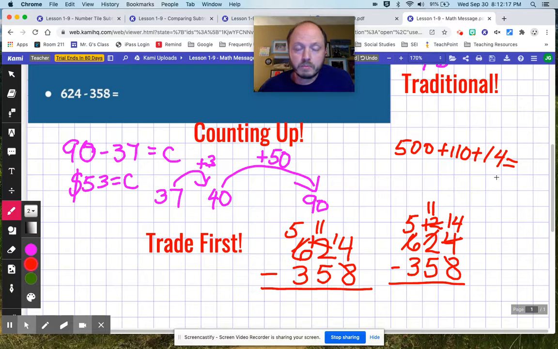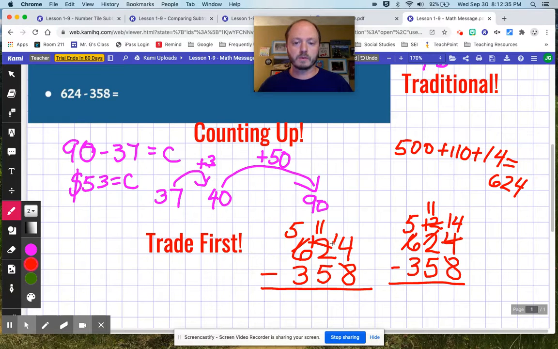If you borrowed properly, some people call it borrowing. We should be calling it regrouping because borrowing is a little different. Anyway, so yes, they add up to the same amount. Okay, so that means we regrouped correctly, and now we can solve.